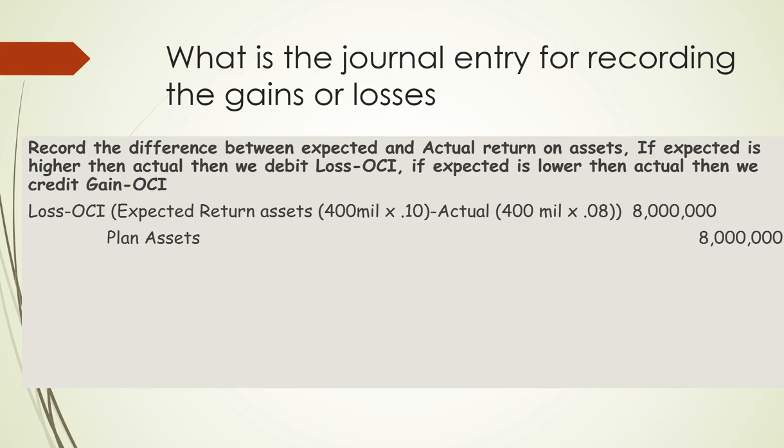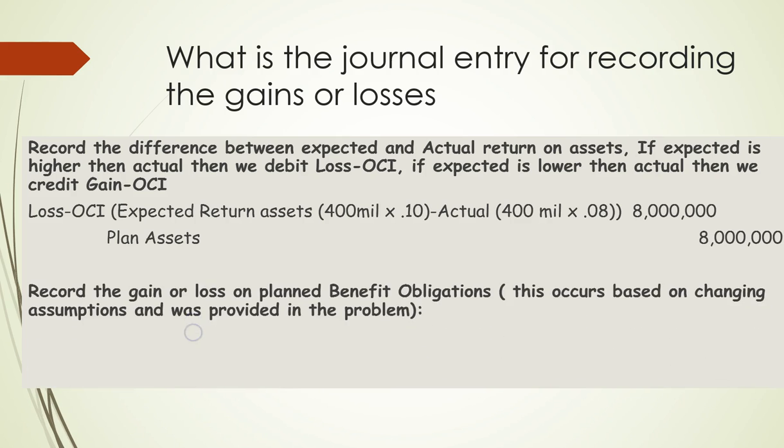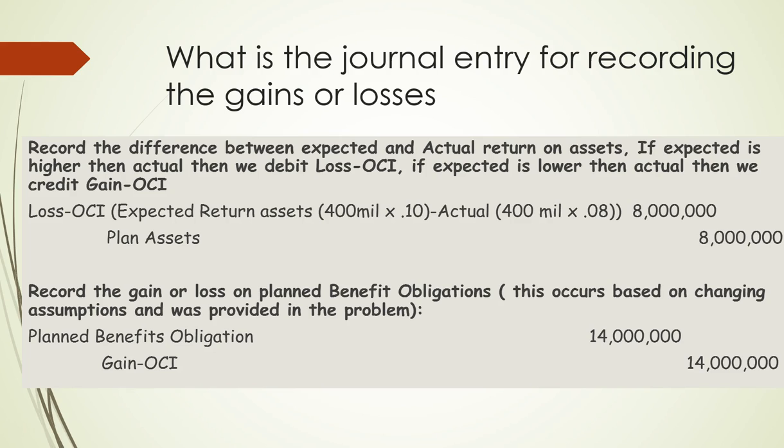Now we're also going to reduce our plan assets by this difference between what we thought we would get and what we actually received, which was less. So record the gain or loss on plan benefit obligation. This occurs based on changing assumptions and was provided in the problem. So plan benefit obligations is going to be reduced, and the offset is going to be gain, other comprehensive income.